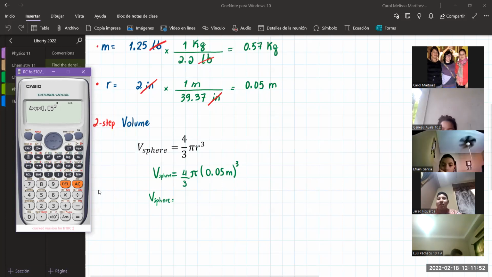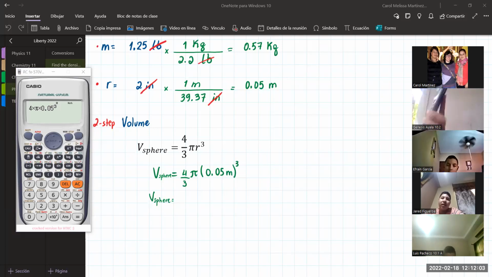Miss, then I don't have pi. You don't have pi. Wait. What calculator is that? 82ms? Wait a second. I'm going to do a magic trick. Not really. I'm just going to copy and paste a picture of a calculator.